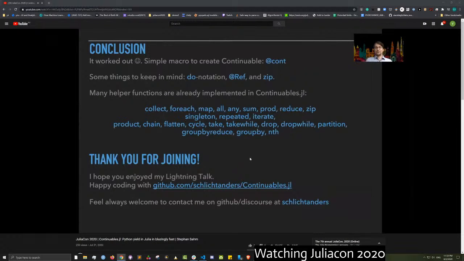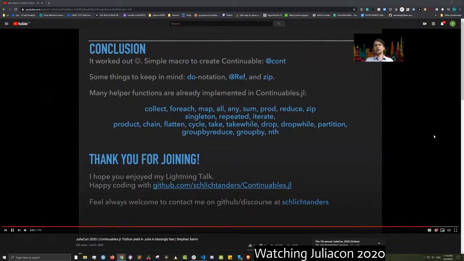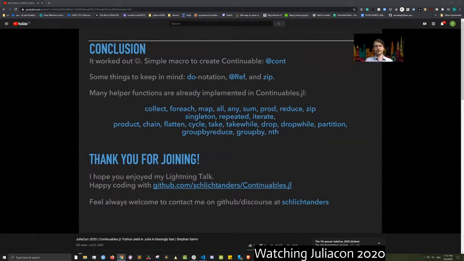Okay, so it worked out. I was able to create this kind of syntax, which suits many use cases. And you can do it with a simple macro, cont. You have to, however, keep in mind some things. Use the do notation instead of the for loop. This is just way more performant. And if you want to update local variables, use the refs and just use the nice macro. And be aware that if you need to use zip, you can do that, but it falls back to using channels and it's just not that performant.